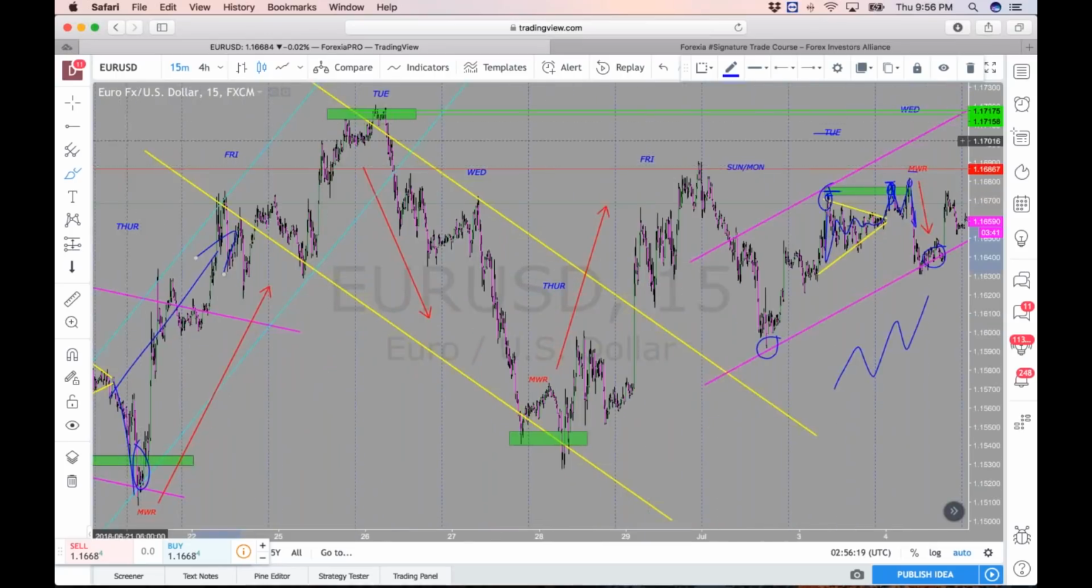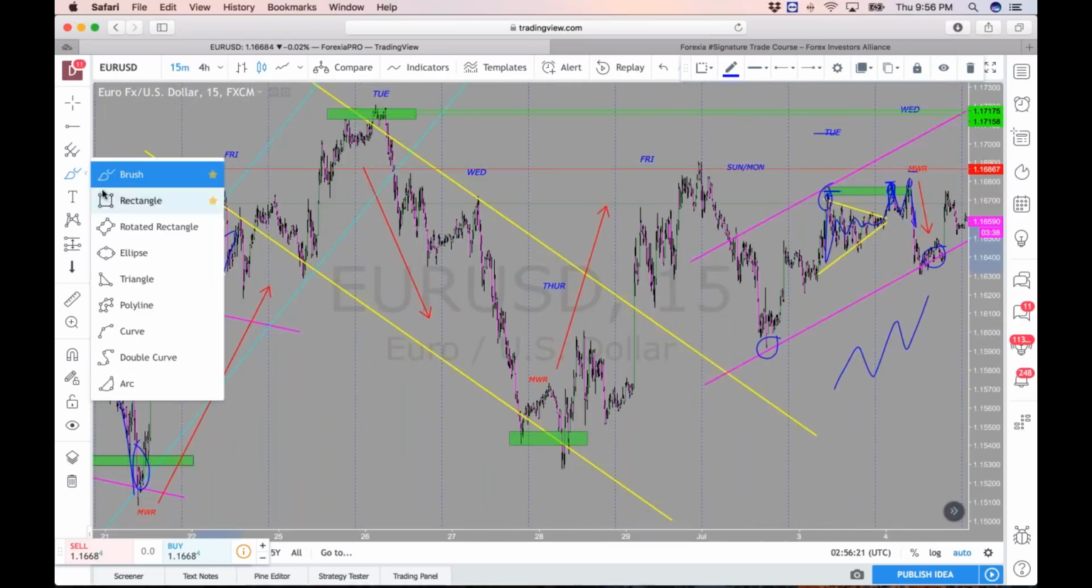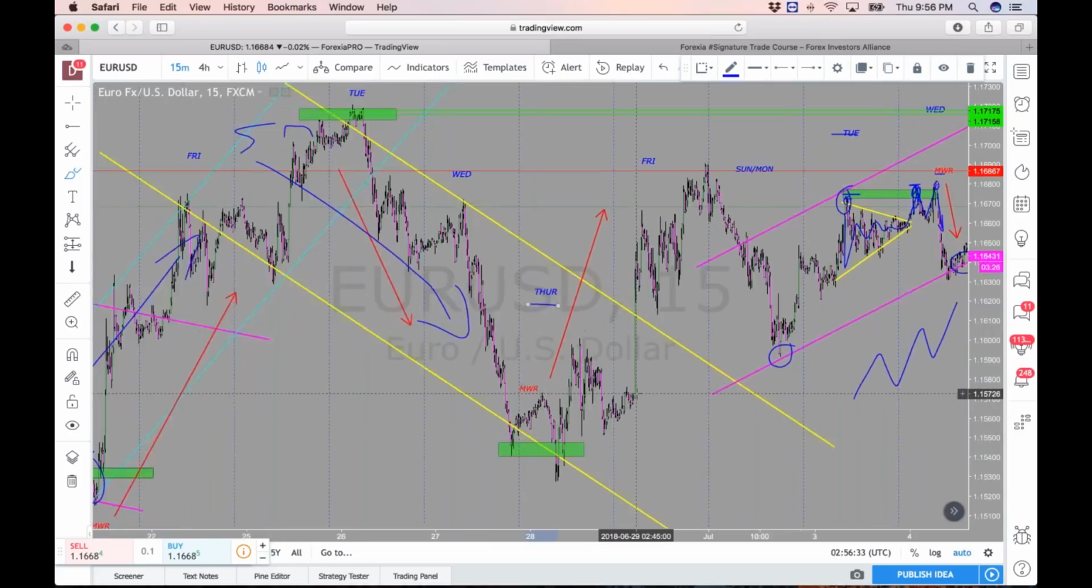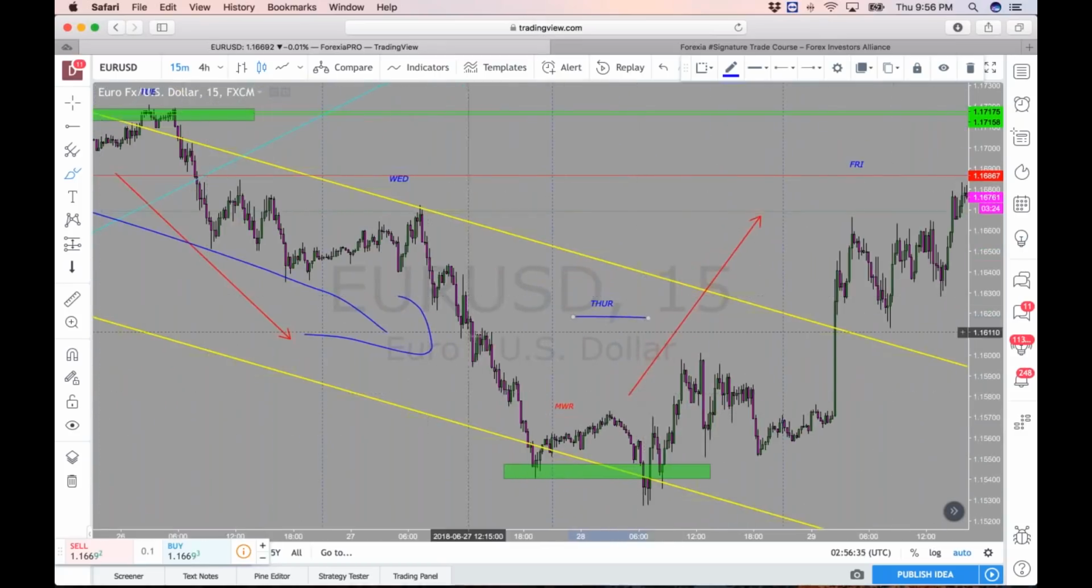So, Sunday, Monday, Tuesday, Wednesday. Create that trend. Thursday is that midweek reversal. Check it out. What is this? Can I get a hand in the chat? What is this, you guys? Can you see it?